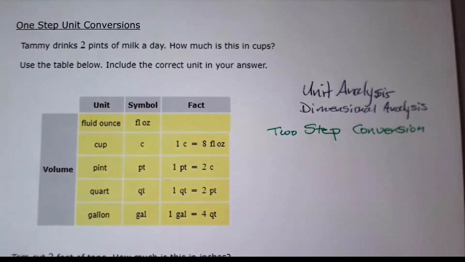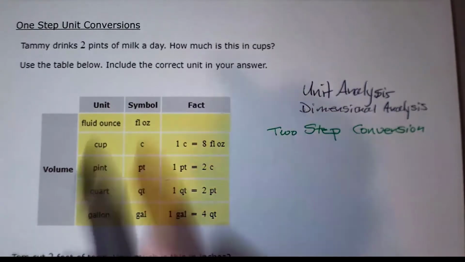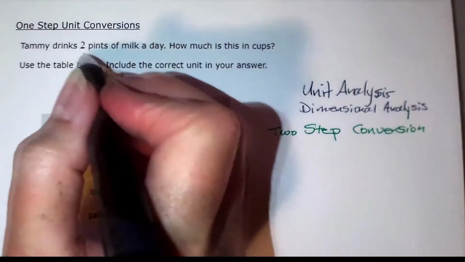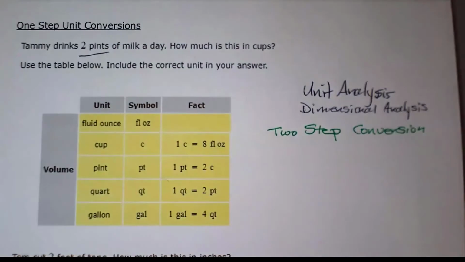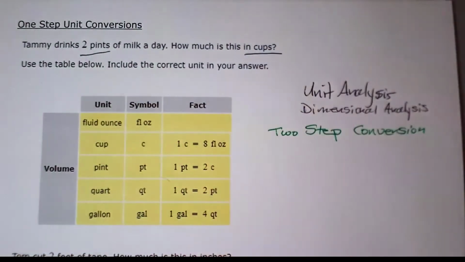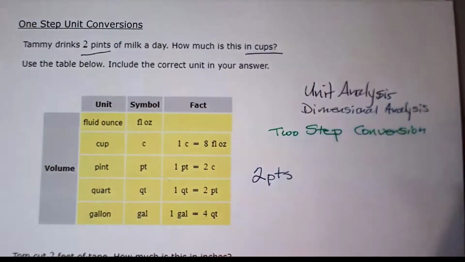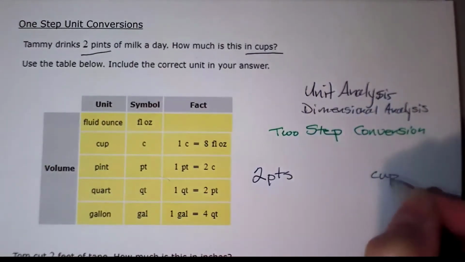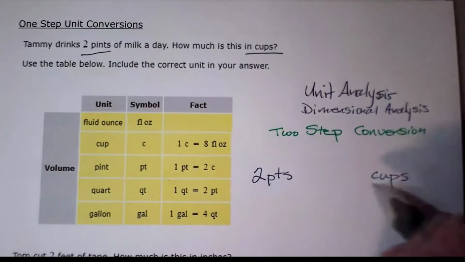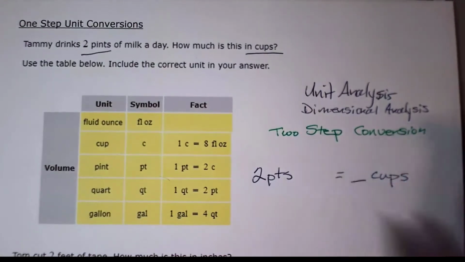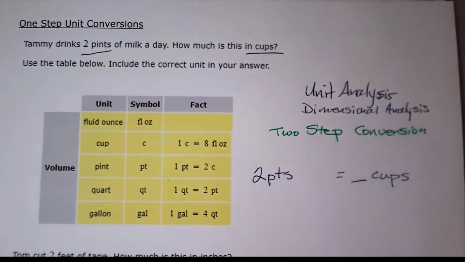So here we have: Tammy drinks 2 pints of milk a day. So we've got 2 pints. How much is this in cups? So what we're doing is we're switching from 2 pints, and we want to know how many cups. So it's going to be 2 pints equals how many cups.